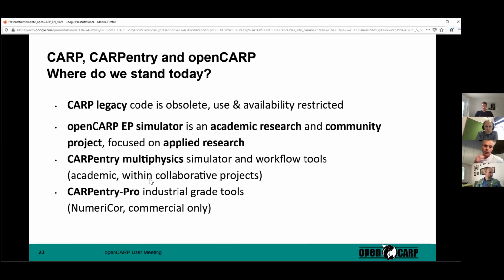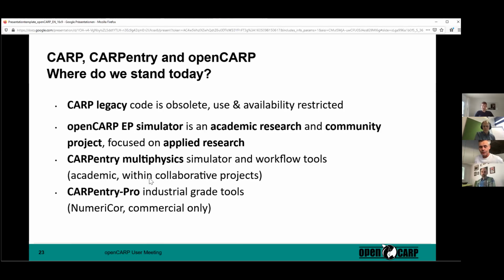There's CARPentry Pro, that's an industrial version of our most current simulation tools. This is commercial only and provided by NumeriCor. So there are always options to use openCARP also for non-academic applications, but in this case, you need a different license and have to talk to NumeriCor about the terms and conditions that apply in this case.